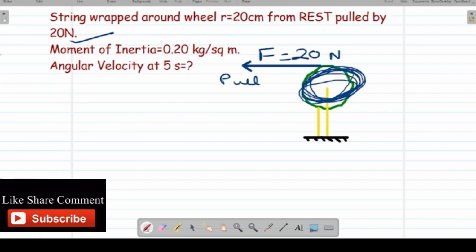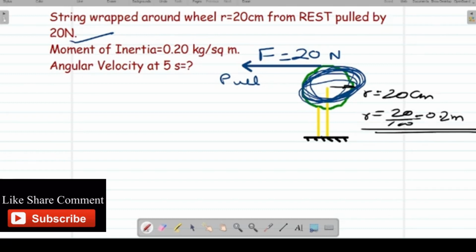Here you can see the string is wrapped around a wheel of r equal to 20 centimeter. The wheel's radius is 20 centimeter, or we can convert it into meter, so that 20 by 100 is equal to 0.2 meter. So r equal to 0.2 meter, right?